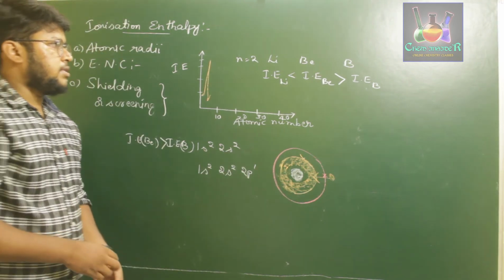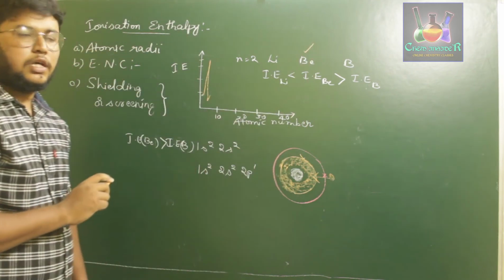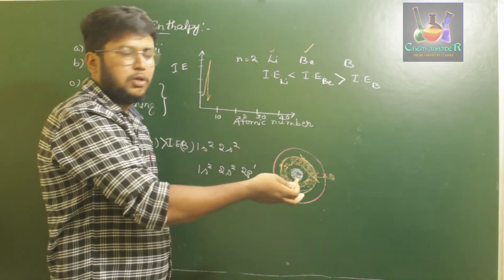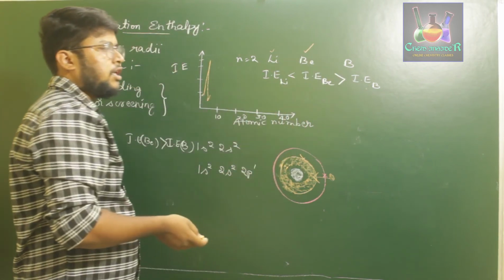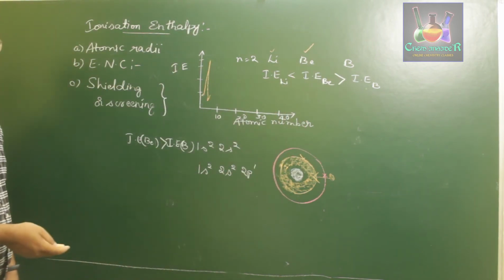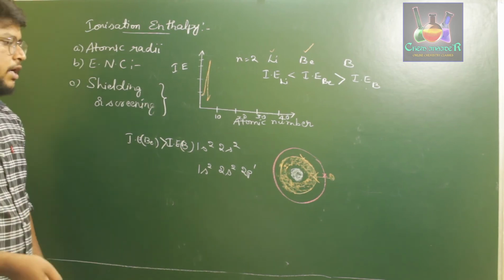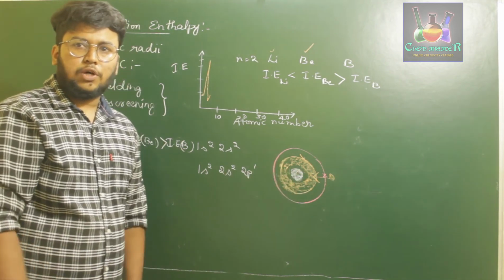So therefore what we observe is, beryllium has a greater first ionization enthalpy when compared to lithium, as we know, because of its increase in atomic radii. But in case of boron, it has a lower ionization enthalpy when compared to beryllium. That is because it has a shielding effect arising because of the inner electrons of the 1s2 and 2s2 orbitals.